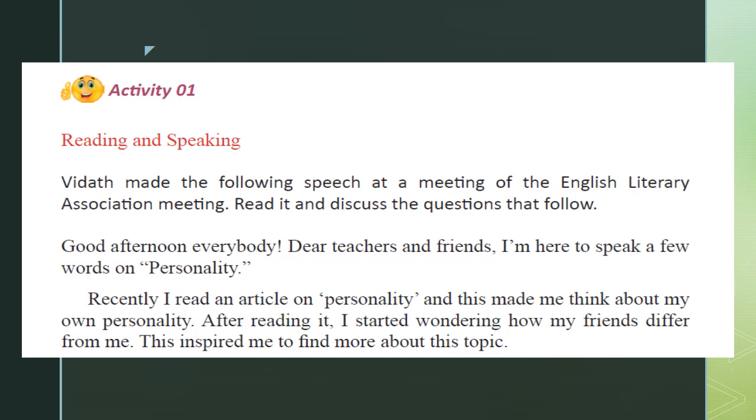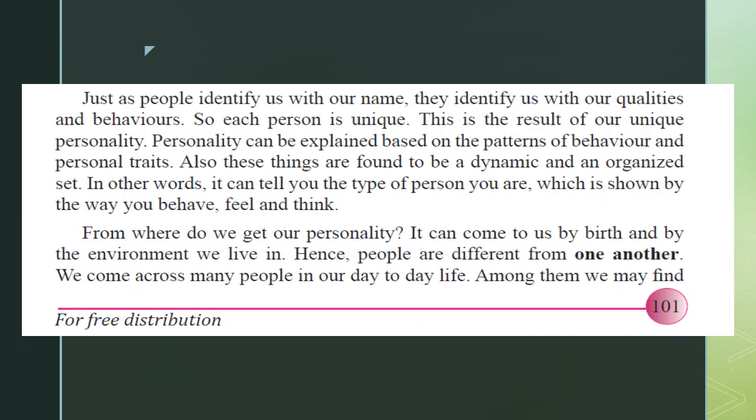Good afternoon everybody, dear teachers and friends. I am here to speak a few words on personality. Recently, I read an article on personality and this made me think about my own personality. After reading it, I started wondering how my friends differ from me. This inspired me to find more about this topic. Just as people identify us with our name, they identify us with our qualities and behavior. So each person is unique. This is the result of our unique personality.